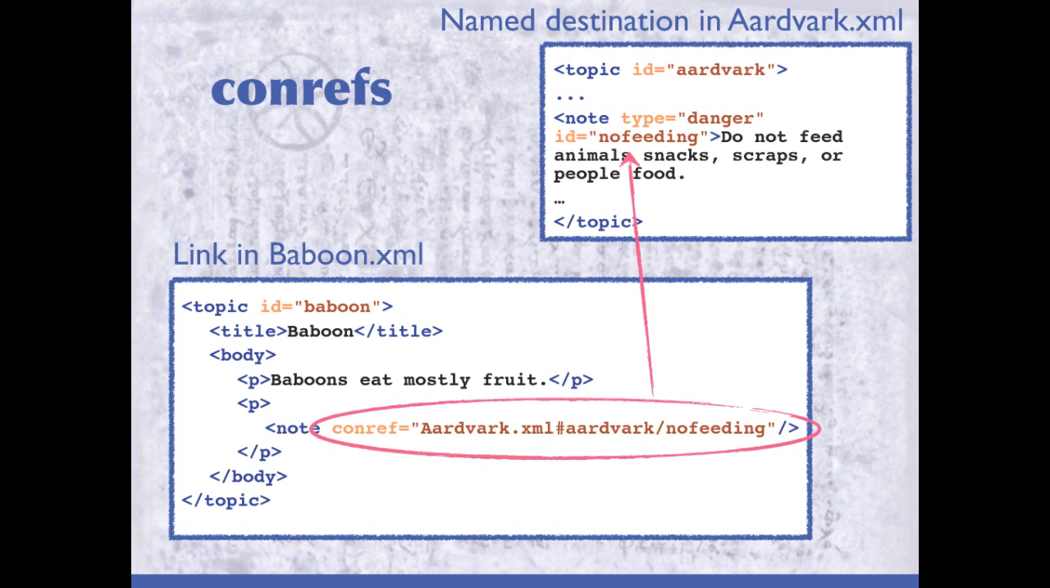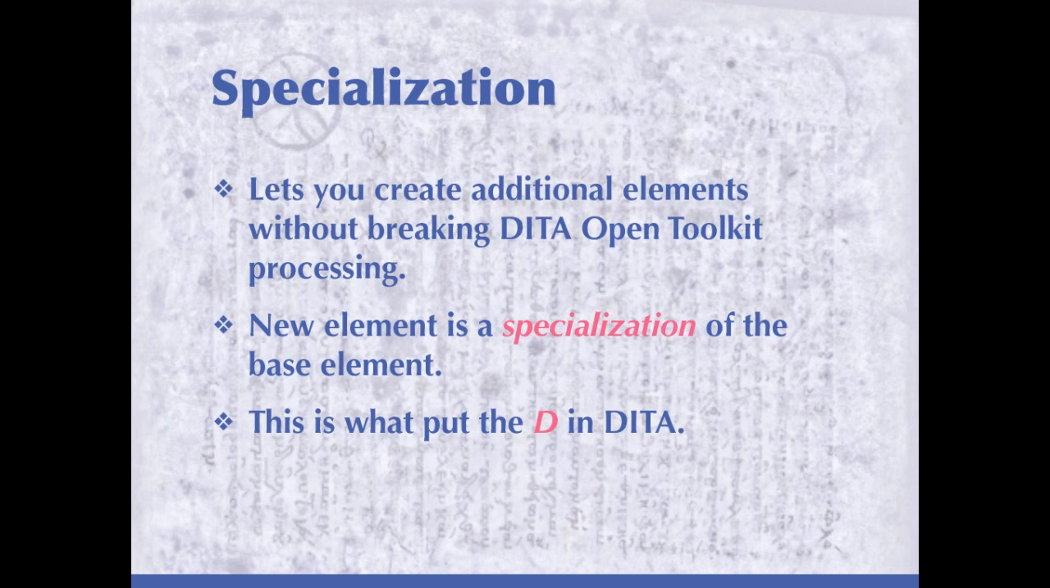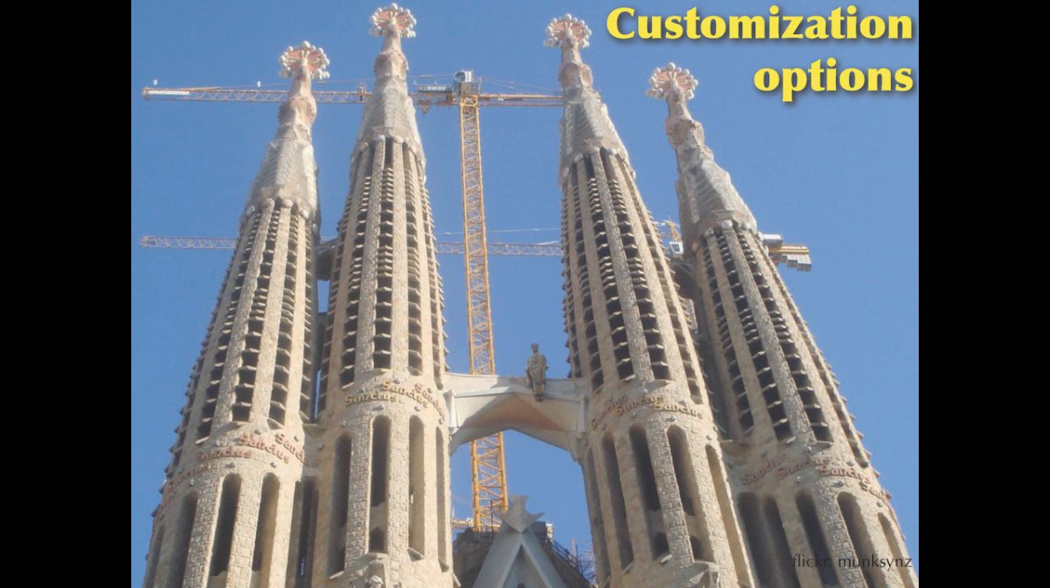DITA has a lovely feature called specialization. Specialization allows you to create additional elements without breaking the Open Toolkit. So you can create a custom new element and the Open Toolkit will know what to do with it. This is where we get the D for Darwin. Specialization is, in fact, an evolutionary concept, which, not getting too far into the science, which I will almost certainly mangle. So let's talk for a second about your customization options.